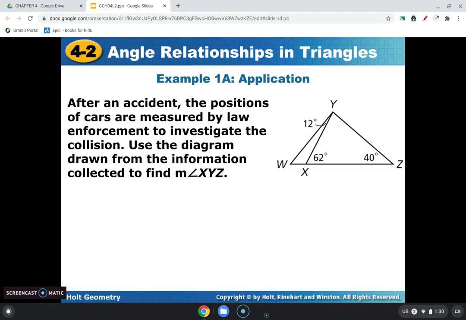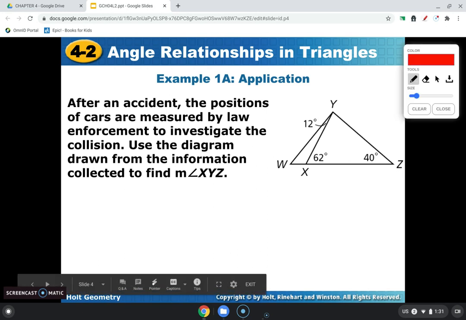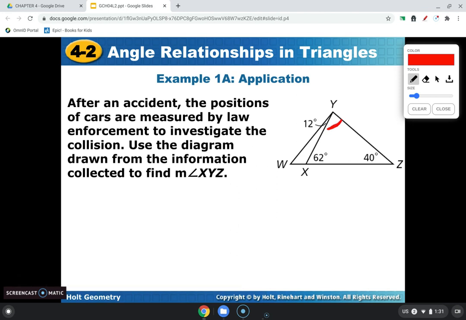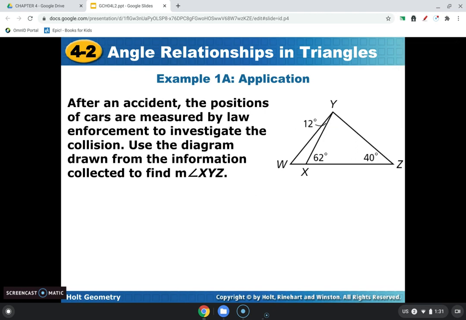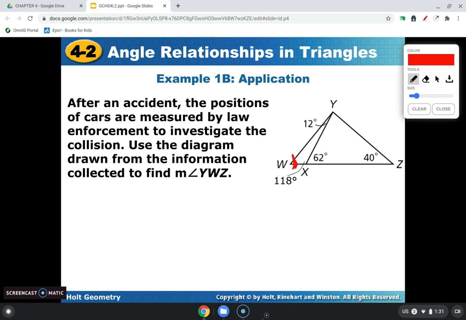All right. Find measure x, y, z. So x, y, z would be here. 62 and 40 is 102. Leave 78 for y. Y, w, z. Whoops, get my pen there. So that's this angle over here. Well, this is 12. X over here would have to be supplementary to 62, so that's what, 118? So then 12 plus 118 is 130, which leaves 50 degrees for our W.